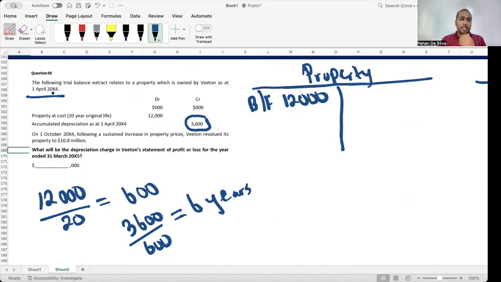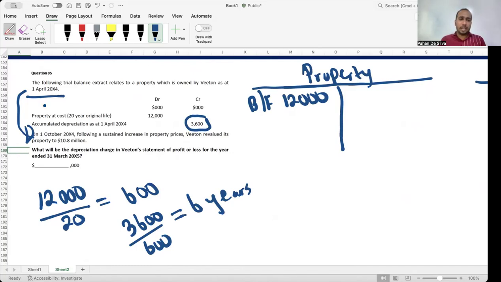With that, let's proceed. On 1st October, that means after 6 months, they have revalued this property to a value of 10.8 million. Now you have to recall what we have learned under revaluation. I gave you three steps. The first step is to eliminate the accumulated depreciation until the date of the revaluation. What is the date of revaluation? 1st October 2014. So we have to eliminate all the depreciation up to that date.